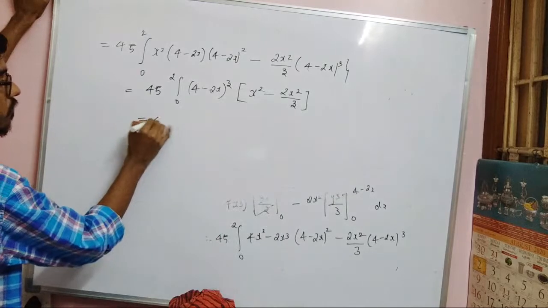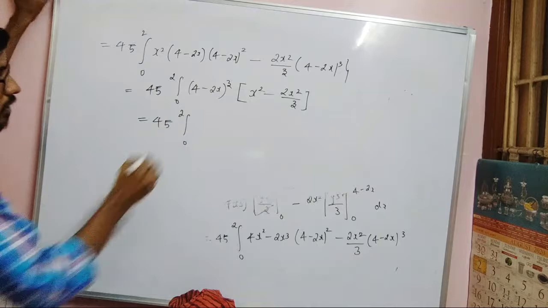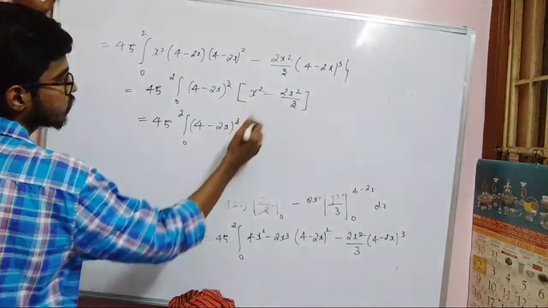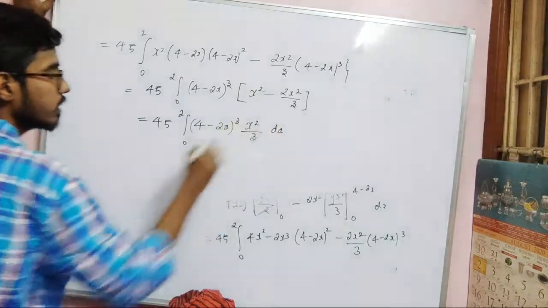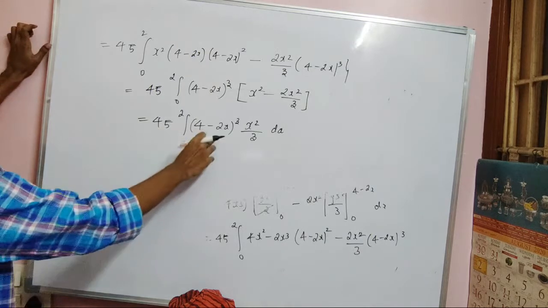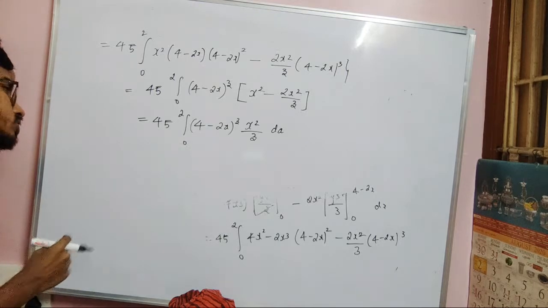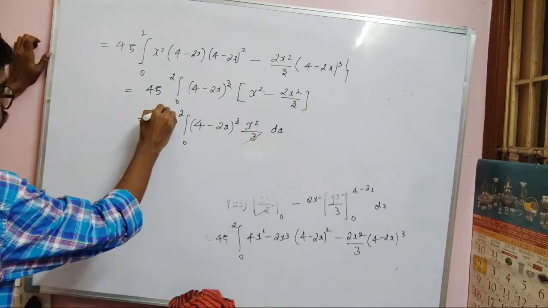So this will be 45 integral 0 to 2, this will be (4 minus 2x) whole cube and 3x square minus 2x square, which is nothing but x square by 3 dx. Now we need to integrate this again. So before integrating, we will apply the (a minus b) whole cube formula and then we will substitute and then we multiply x square by 3 outside. I can also cancel 3 and 45.